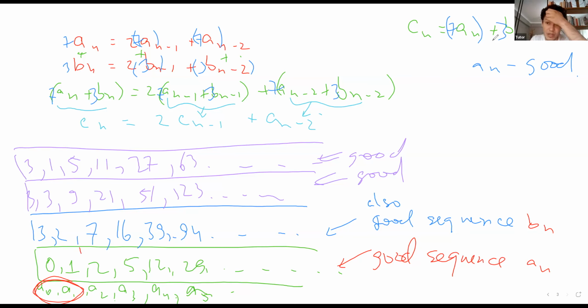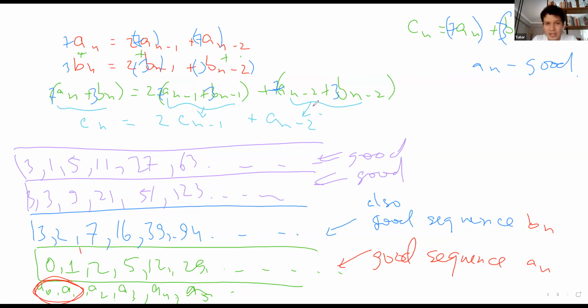So now what do you see? If you combine 7 of this sequence plus 3 of this sequence, what do you get? You get CN, right? So 7 of AN plus 3 of BN gives me CN. 7 of AN minus 1, 3 of BN minus 1 gives me CN minus 1. And then again, 7 of AN minus 2, 3 of BN minus 2 gives me CN minus 2. Sorry, this 7 should be inside the parentheses. So this 7 is inside the parentheses here.